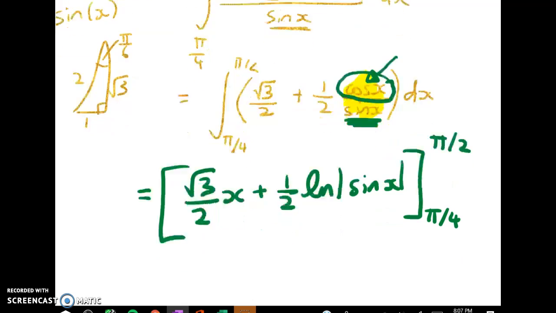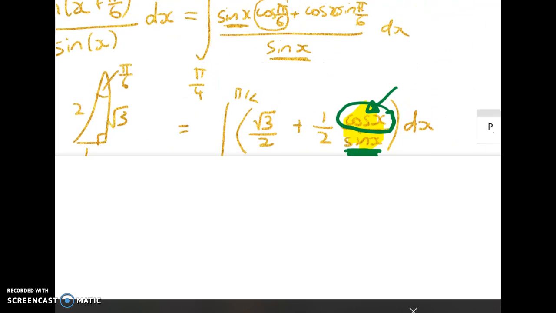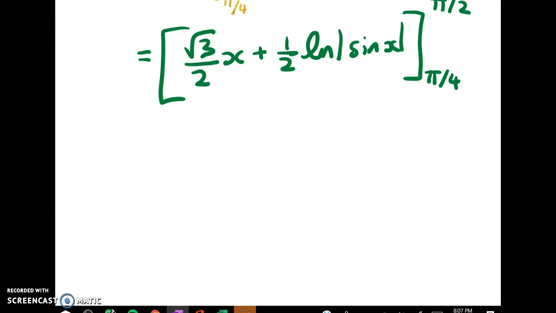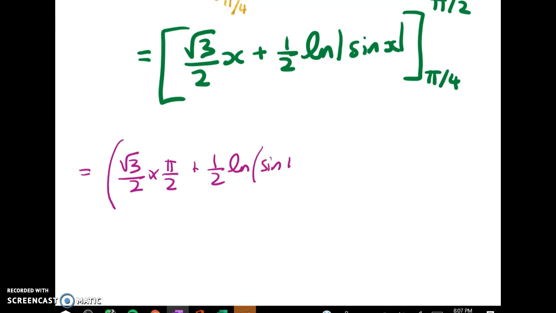So now we just have to carefully evaluate things. Oops. Sorry, don't know what happened there. So let's go through and substitute. Now we'll go to our round bracket. So we get root 3 on 2 times pi on 2 plus 1/2 log sine of pi on 2, which is going to be 1. So we like that. Log of 1 is going to be 0. But let's not get ahead of ourselves.